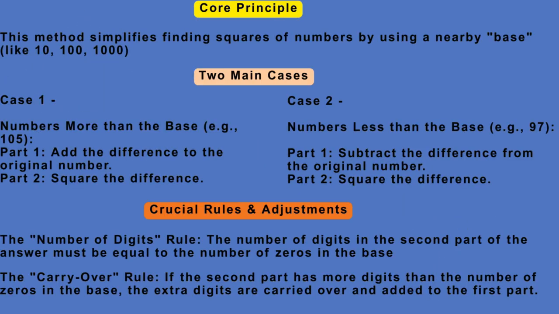Let us now know the basics. The points should be kept in mind. Core principle: this method simplifies finding squares of numbers by using a nearby base, like 10, 100, 1000.